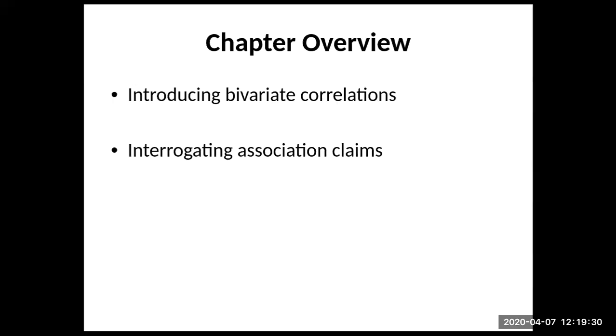So 2 portions to the chapter: introducing bivariate correlations and being able to interrogate these association claims using 3 of the 4 validities and showing why the 4th validity is null and void.